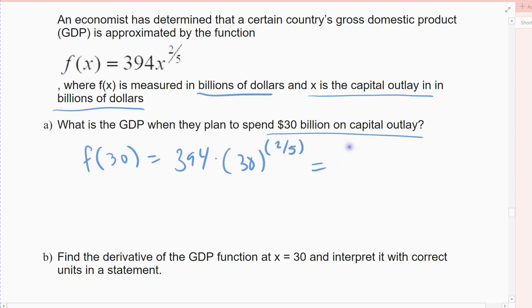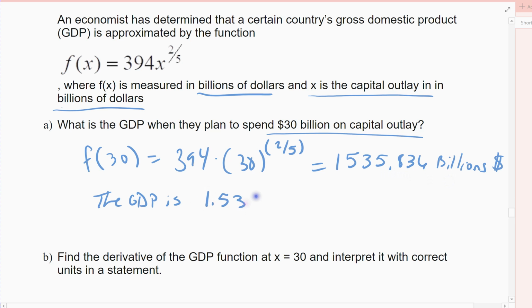Alright, then that number, when I type that out, comes out to 1535.836. Remember, that's in billions of dollars. And so another way you can say that is the GDP is either 1,535 billion or 1.536 trillion. Either way would be fine. Again, if the book wants it in billions, make sure you leave it at billions. Or if you change it to trillions, that is what it would be. That's what I would prefer because it's easier to write trillions that way.